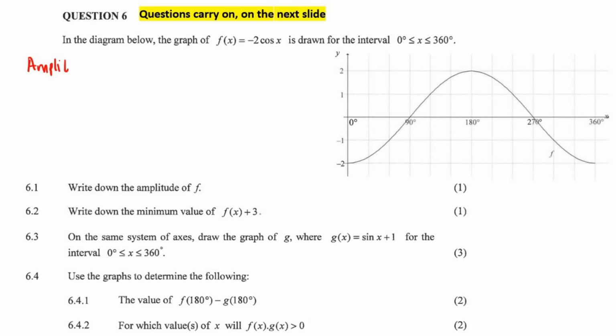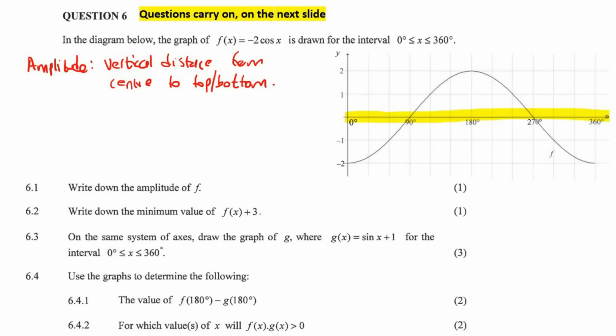The amplitude is the vertical distance from the center to the top, or if you want, you could even say to the bottom. So what do I mean? Well, the first thing is to find the center. So in this scenario, the center would be over there. But if the graph has moved up or down, then the center would also have moved a little bit up or down. But in this case, it's over there.